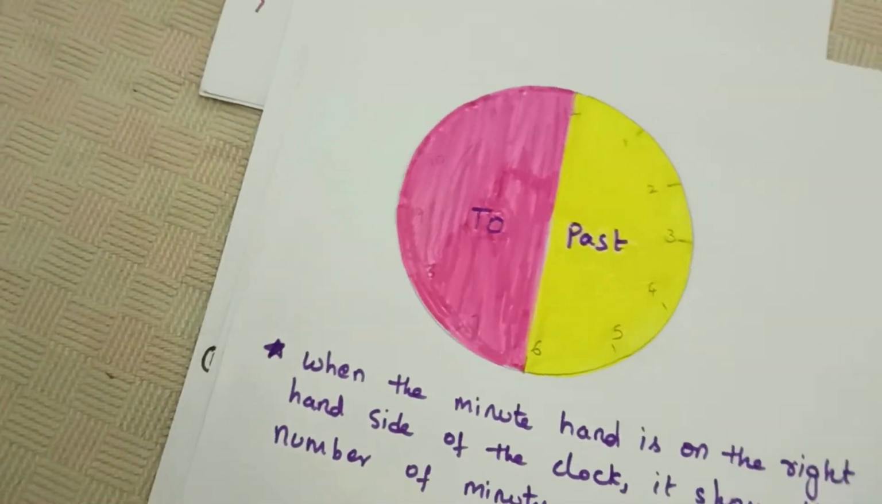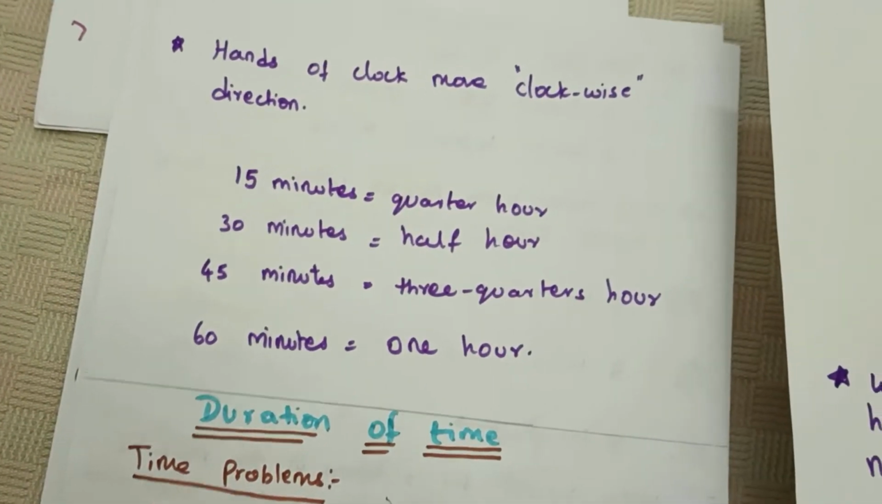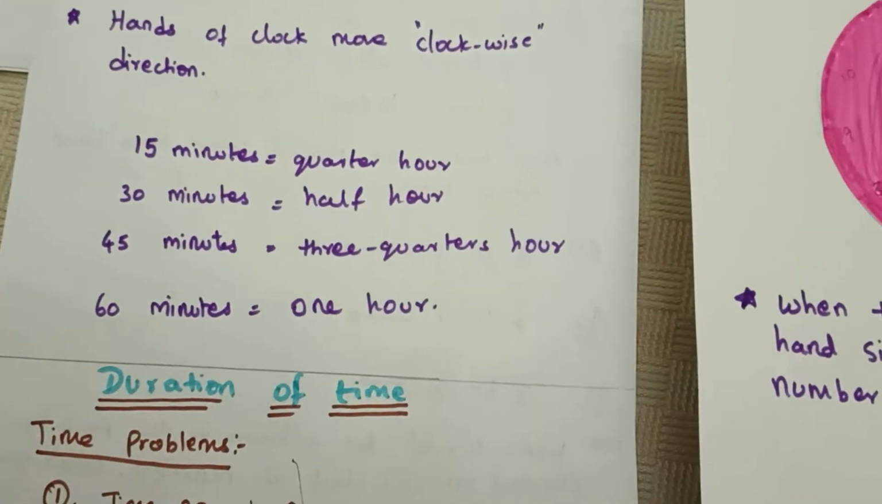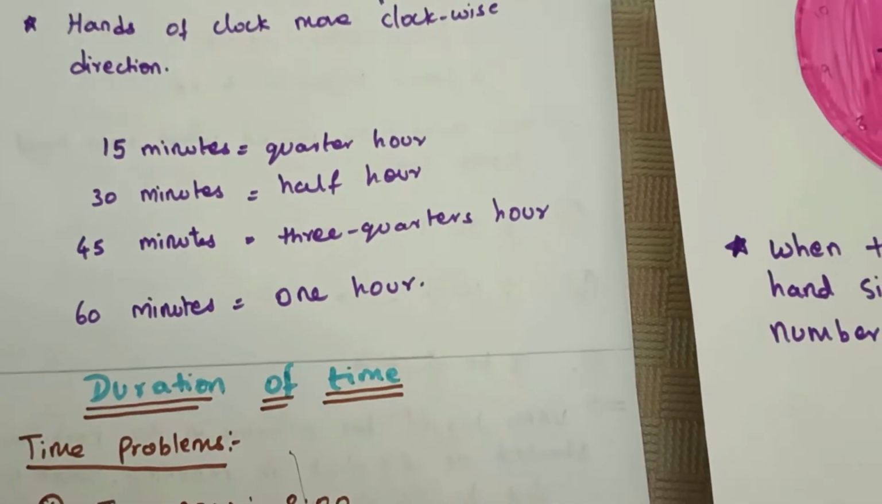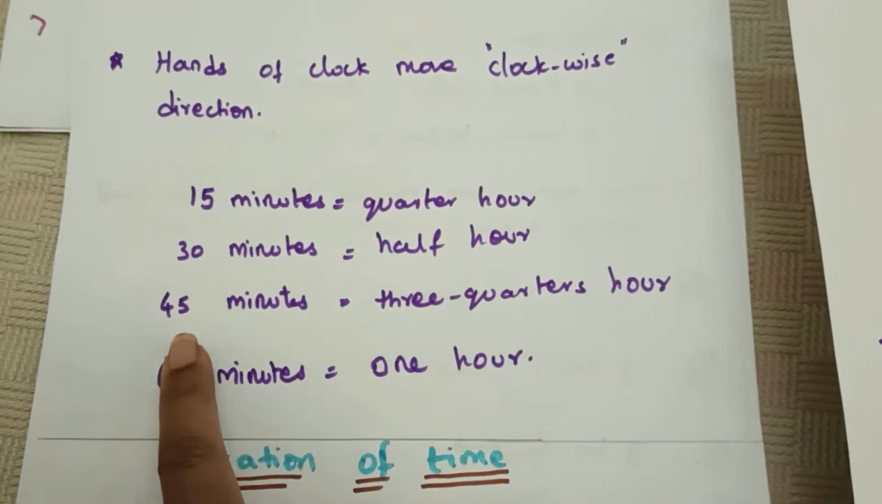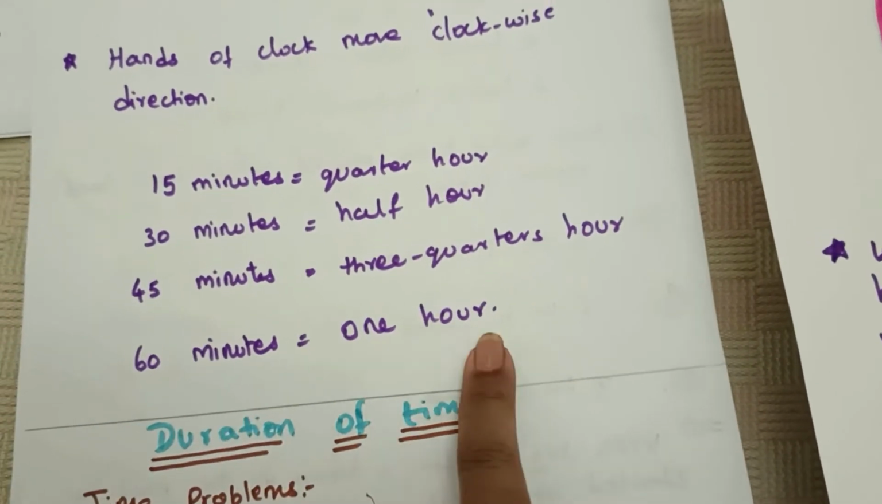Now, going to the next terminology. We can mention the time like this also. When it is 15 minutes, we can call it quarter hour. When it is 30 minutes, it is called half hour. When it is 45 minutes, it is called 3/4 hour. When it is 60 minutes, it is called 1 hour.